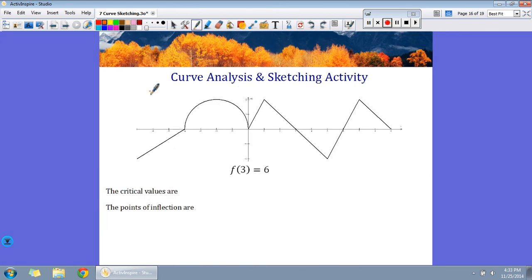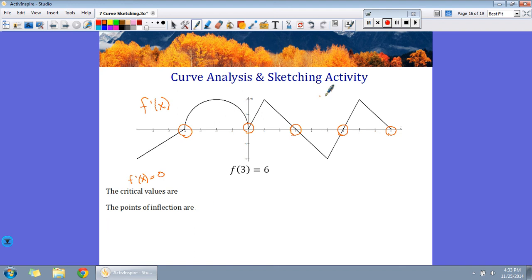So this is a graph of f prime of x, and here's our one given point for the original graph. The first thing we want to determine are critical values and points of inflection. If we look at the graph of f prime, critical values are when f prime of x equals 0, and that's going to happen at -4, 0, 3, 6, and 9.